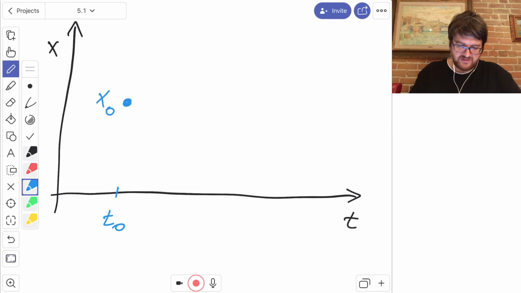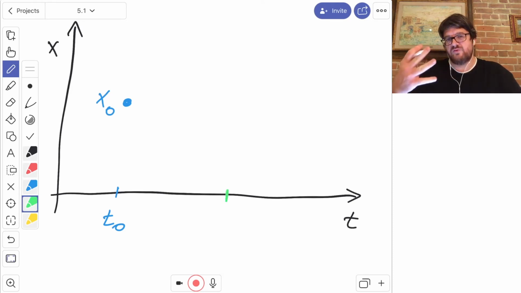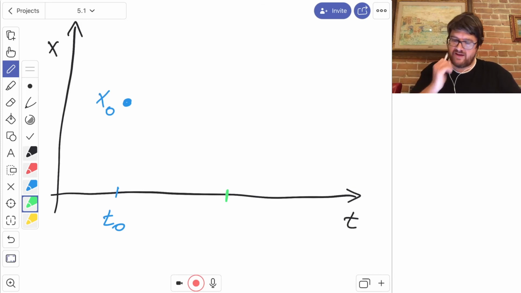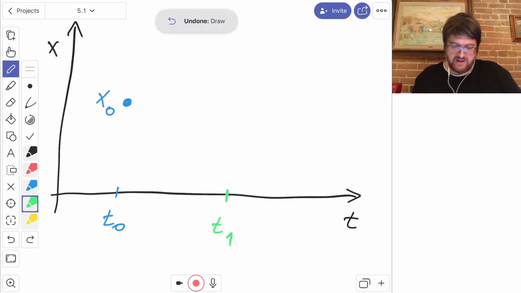And the question is, if I want to move in time, at some time step in the future, t1, where is my point? Well, the truth is that without knowing anything else about the point, we cannot know. If I just look at t0, one snapshot, there's nothing I can do. I have no idea where the point goes. So I need more information.